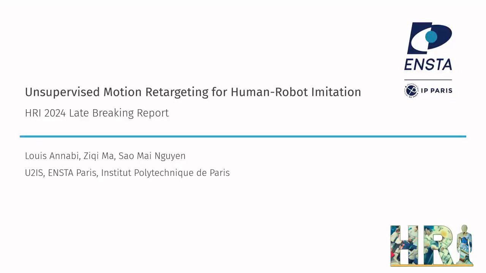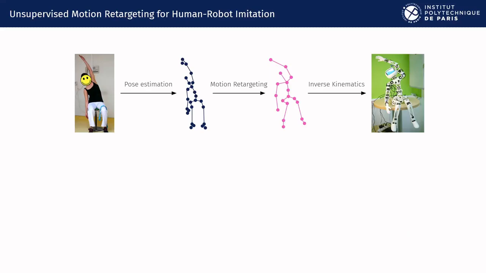In this video, I will introduce our work on the unsupervised motion retargeting for human-robot imitation. Human-robot imitation is the problem of translating a perceived human motion into motor commands to reproduce the motion with a robot. We separate here the imitation process in 3 stages.